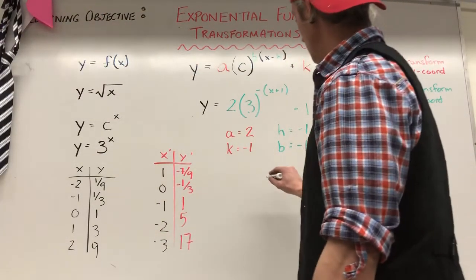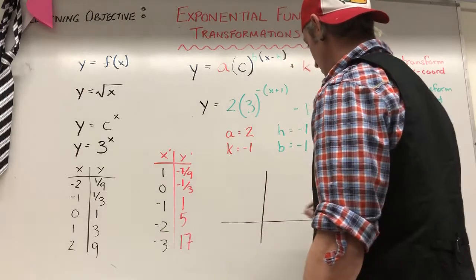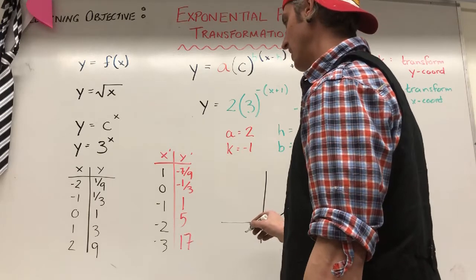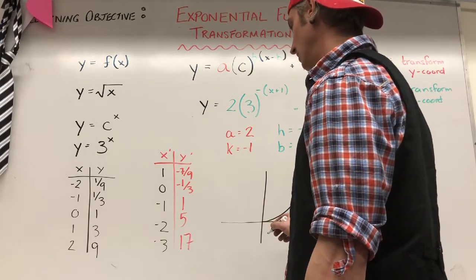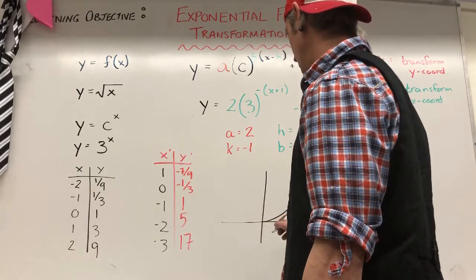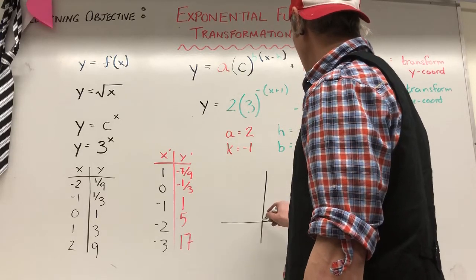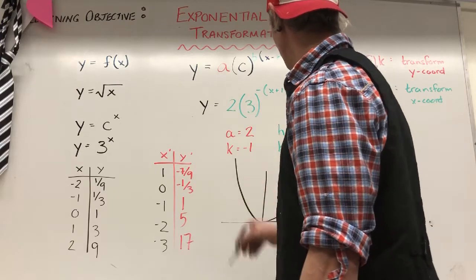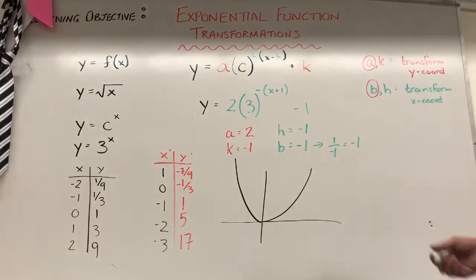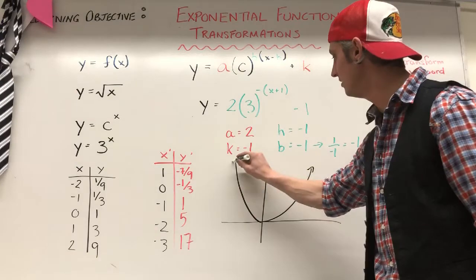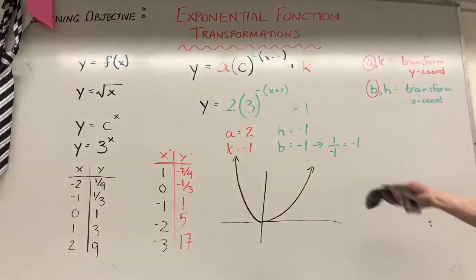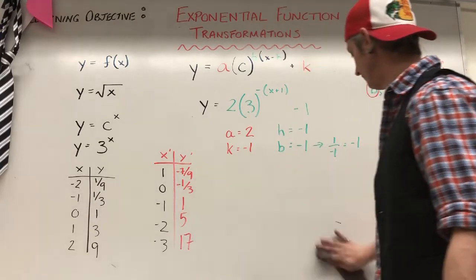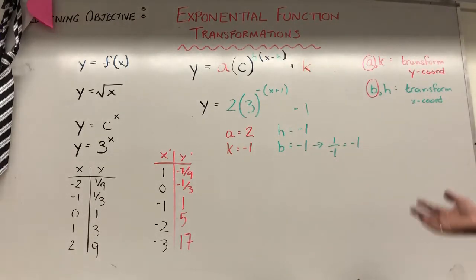So, my original function looked like this-ish. And then it's a reflection in the y-axis, and it's a stretch by a factor of 2, so it's going to be something like that. Again, I am not a calculator, okay? But what I can do is come up with a table of values and plot it, okay? That is transformations.